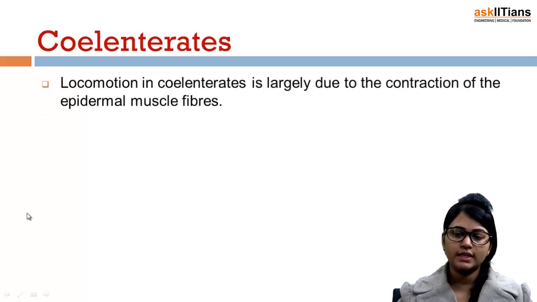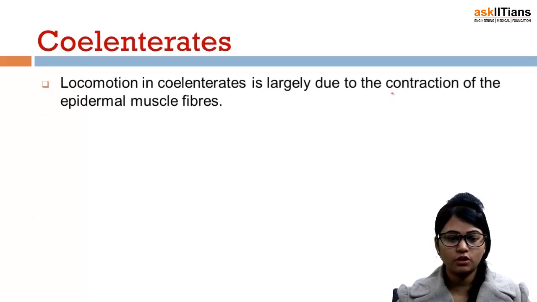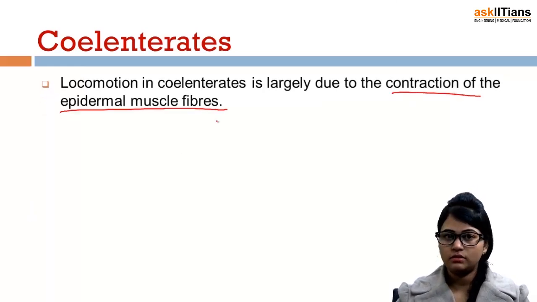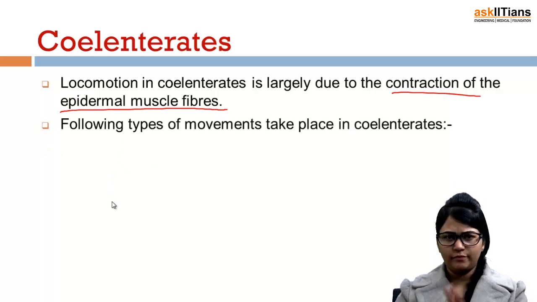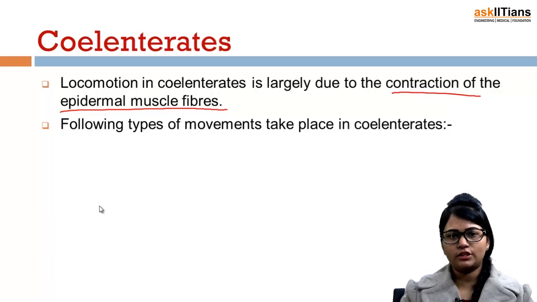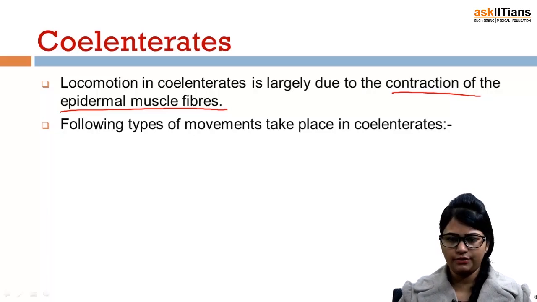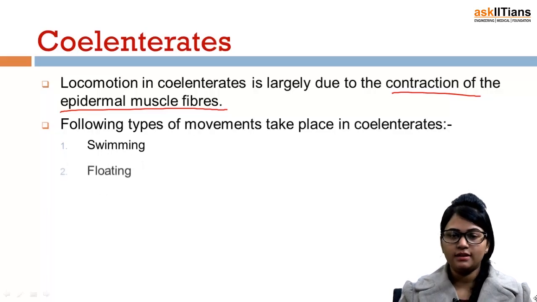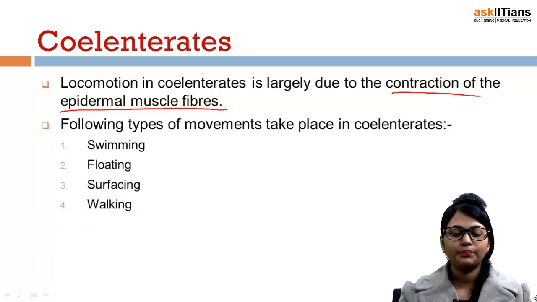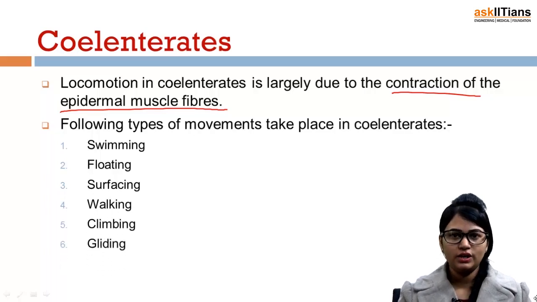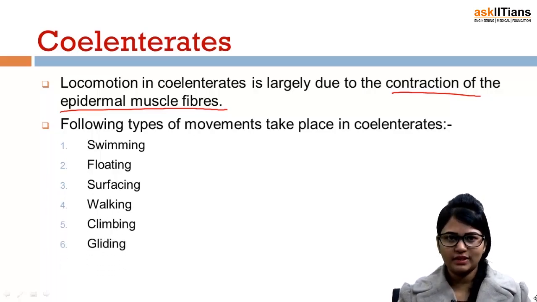Then come the coelentrates. Locomotion in coelentrates is largely due to the contraction of epidermal muscle fibers. Various types of movements are found in coelentrates. Here are a few examples: swimming, floating, surfacing, walking, climbing and gliding. So these are a few examples of movements found in coelentrates.